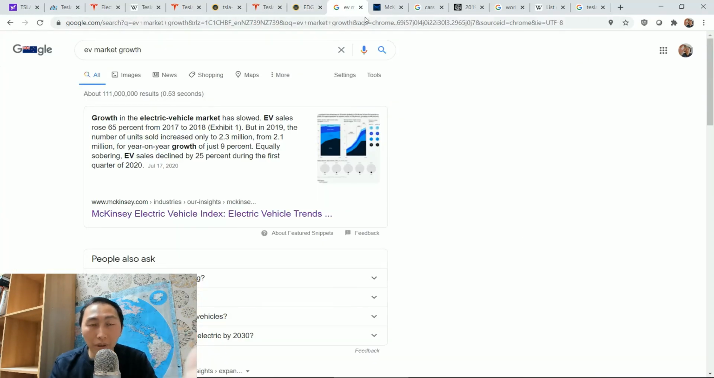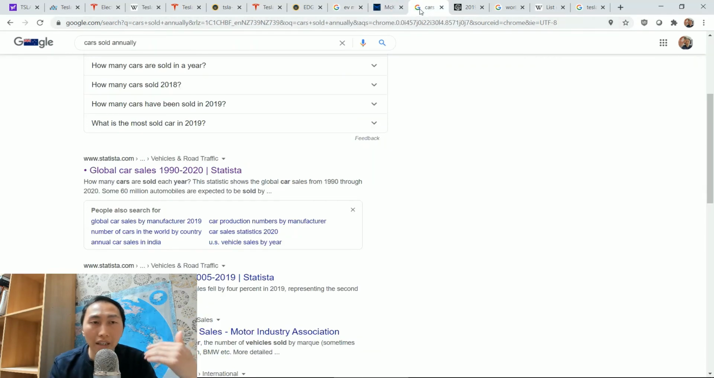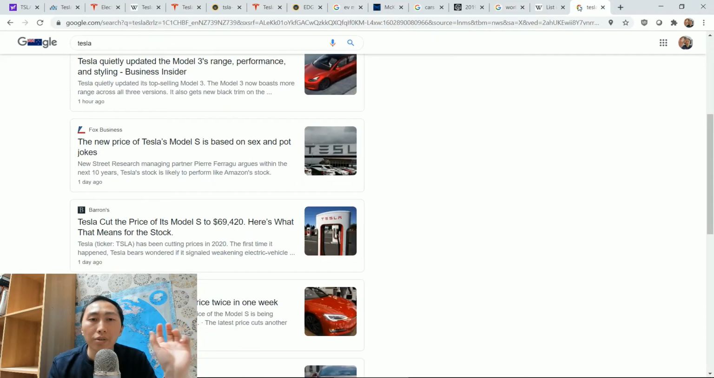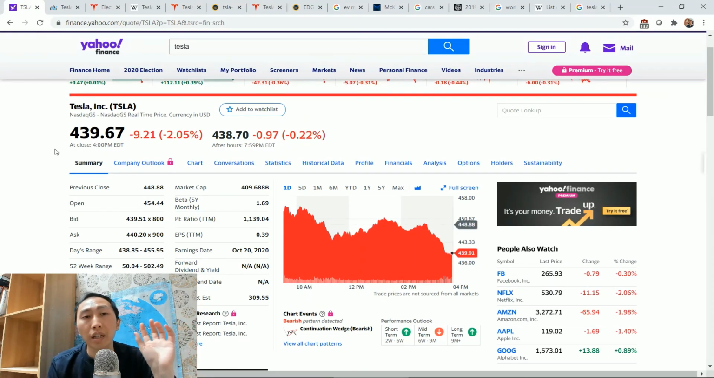Also you can look up Google and search really simple questions like how big is the EV market, how many cars are sold annually, and who are the larger vehicle producers in the world. And you can also look at recent news articles about the company, and that's going to be very comprehensive. It's going to update you on everything about this company, and put you in the best situation to know: is this a good price to be buying this stock at? And from there you can make your own judgment, and I think that's a much better situation to be in.